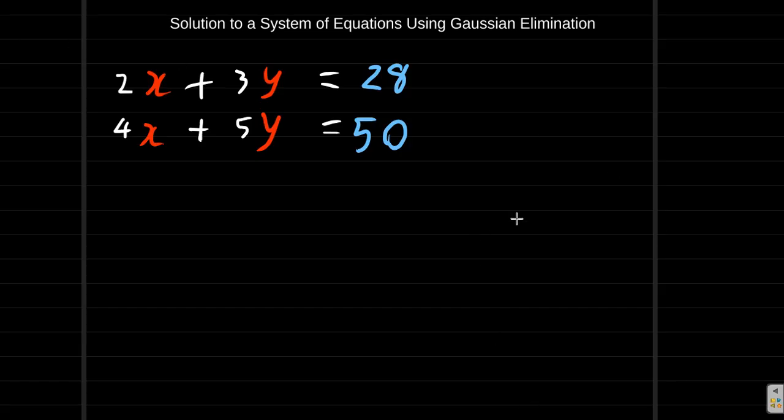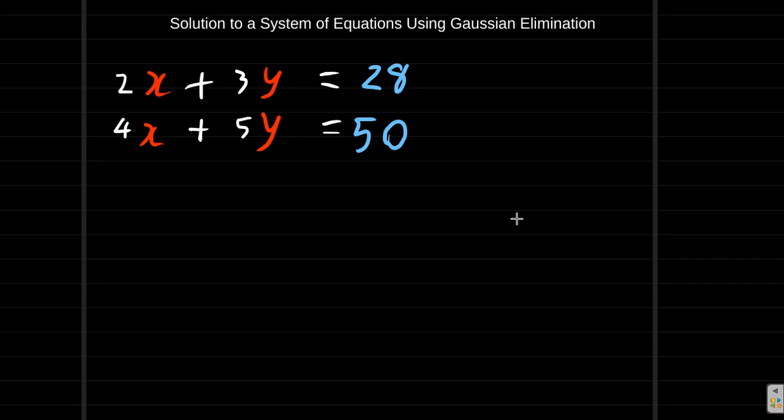We want to look at the solution to a system of equations using the Gaussian elimination method. Alright? Now, what we're going to do first of all is review the elimination method of solving a pair of simultaneous equations. Then we are going to go on to looking at the Gaussian elimination method.